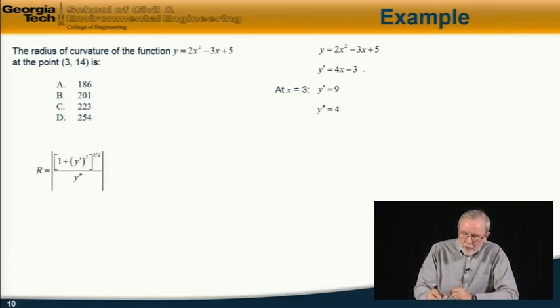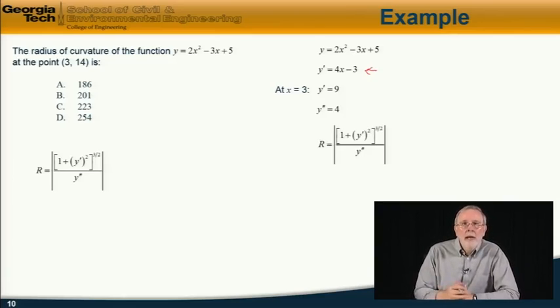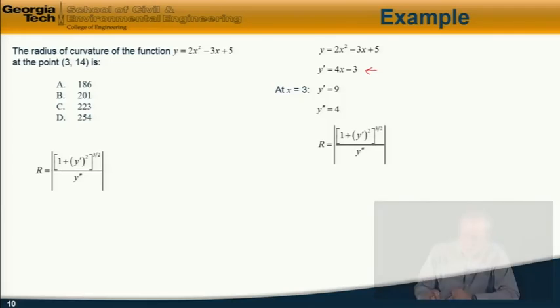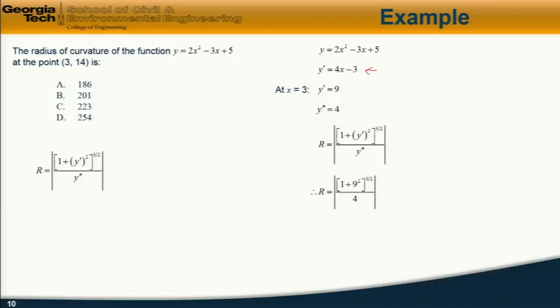The second derivative of this function, differentiating that again with respect to x, d2y by dx squared is equal to 4. So now I can plug those values into my basic equation for curvature, and I get 1 plus 9 squared to the 3 halves over 4, and the answer is 185.6. So the closest answer is A. And this completes our elementary discussion of derivatives and curvature.